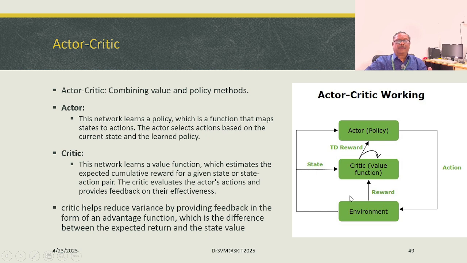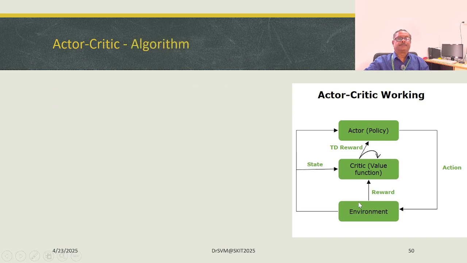Here the critic helps reduce the variance, providing the feedback in the form of the advantage function, that is the difference between the expected return and the state value. So for every state there is a value defined by the critic, and what is expected return, that is the reward, and this difference is to be reduced. So we want the variance to be reduced.